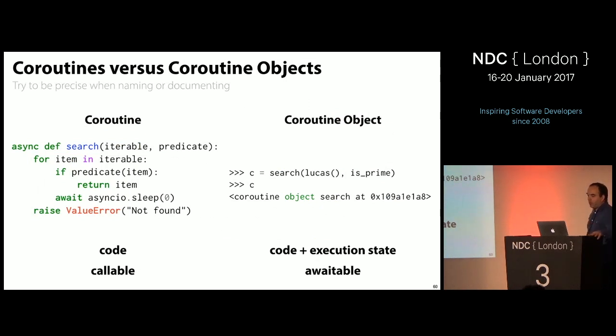A word on terminology. This gets a bit confusing. This is a coroutine. It's the code. It's made of code, and it's callable, right? We can call this. The thing we get back when we invoke the coroutine is a coroutine object, right? You might not like this terminology, but it's the terminology that Python has settled on in the documentation. So this is the code, and it's callable. This is the running code and its execution state, and it's awaitable. This is a new word in Python terminology. So the coroutine object is awaitable.